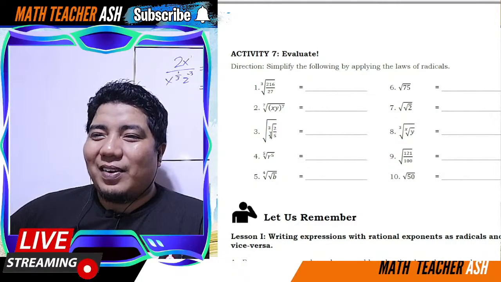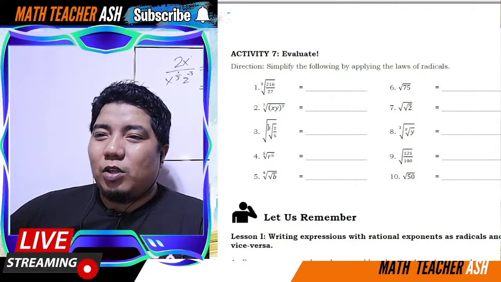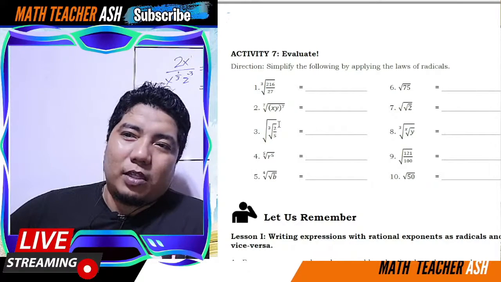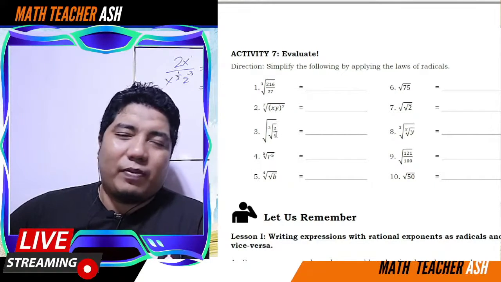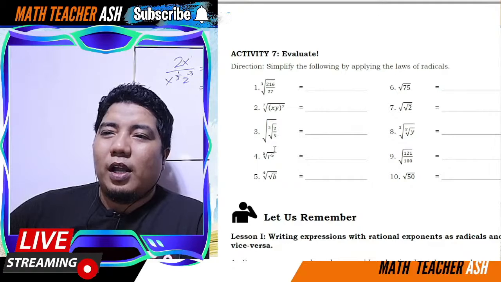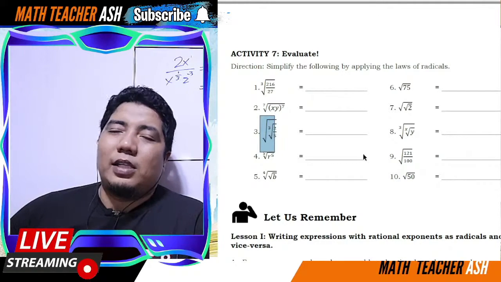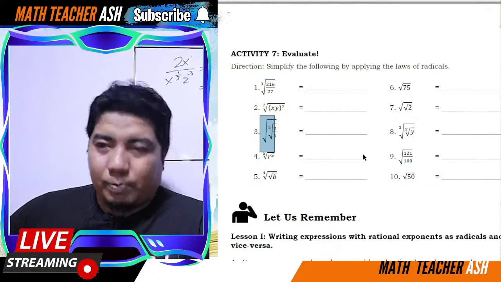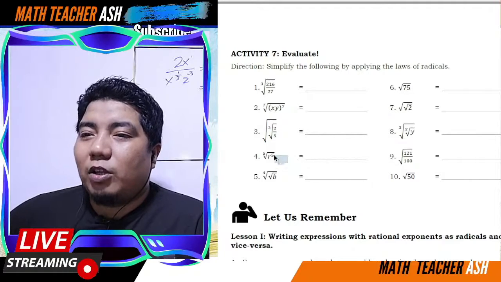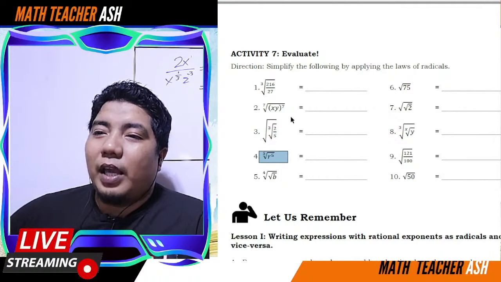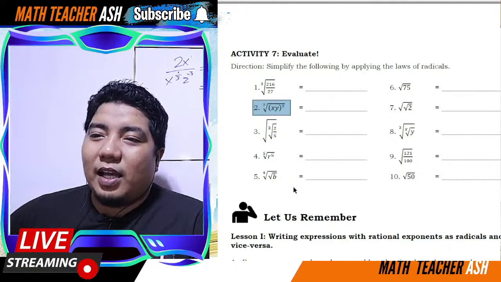Ito naman, okay. So, since si cube root, si 2 ay hindi perfect cube, hindi din siya perfect square. Si 5 hindi perfect cube, hindi din siya perfect square. Therefore, ito, isimplify mo lang. Isahin mo sila as a radical expression. Okay. Ito, pwede mo siya masimplify talaga. Ito naman, pwede mo siya masimplify talaga.